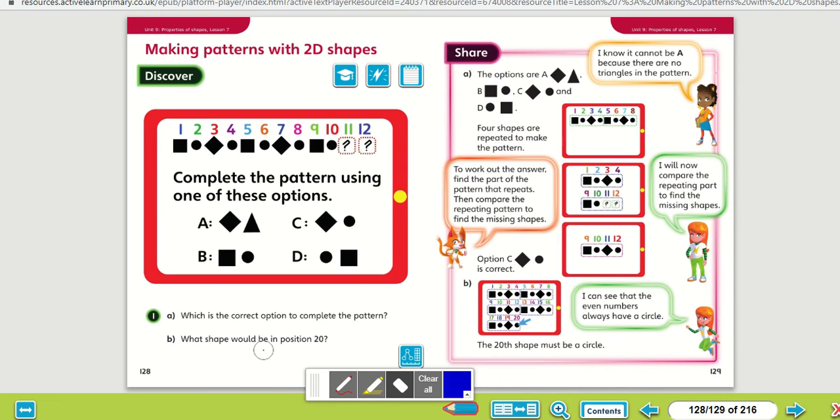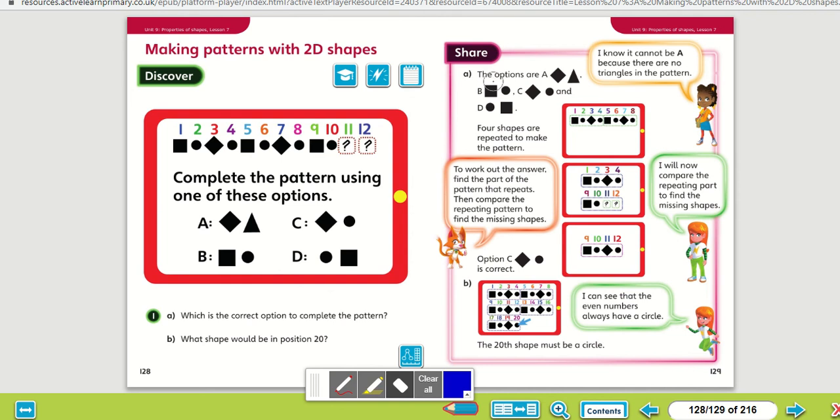B. What shape would be in position 20? If we continue to draw this pattern, what shape will be in position 20? 12, 13, 14, 15, up to 20. So what shape would be in position 20? Let's discover that all together.